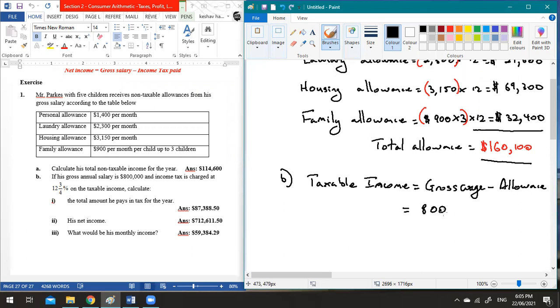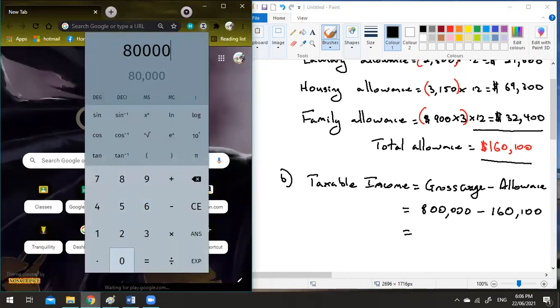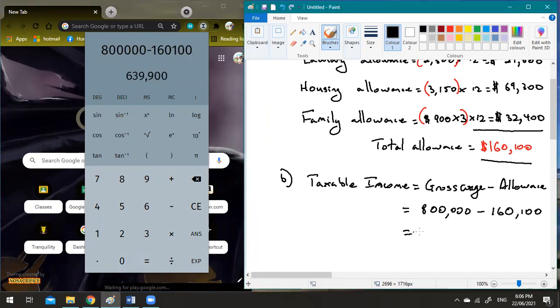So 800,000 minus 160,100. So 800,000 subtract 160,100. So his taxable income is $639,900.